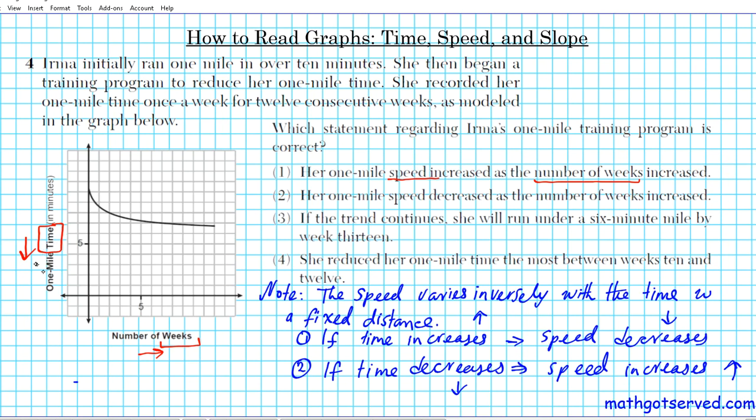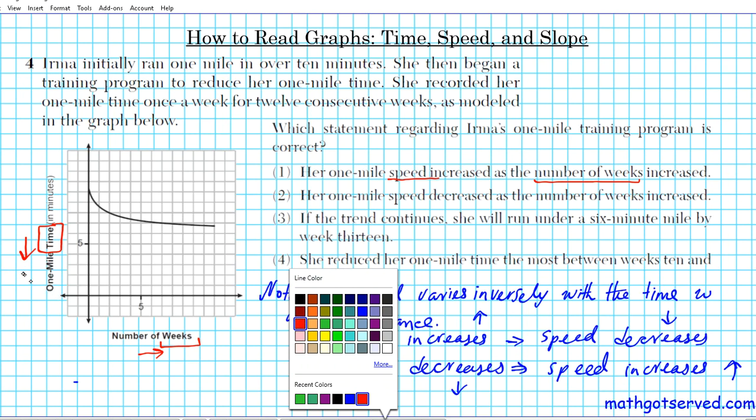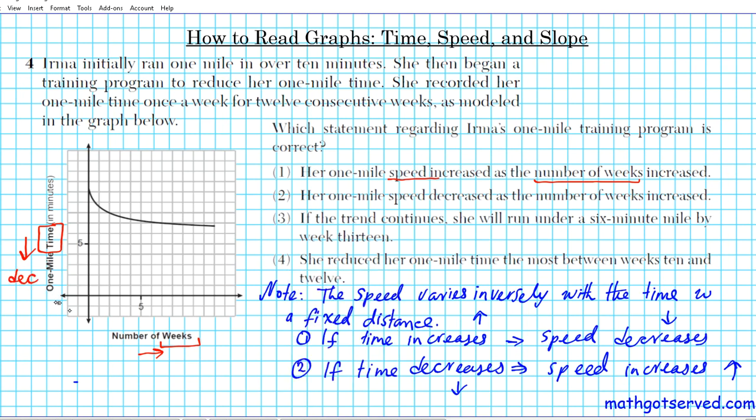So in this graph, the time is decreasing. If the 1 mile time is decreasing, guess what's happening with the speed? The speed is increasing. So here it says the 1 mile speed is increasing as the number of weeks increases. Well, this is true because speed is inversely related to time. The time is decreasing on this graph, and that automatically tells you that the speed is increasing also. Statement number 1 is correct. So that's the correct answer.